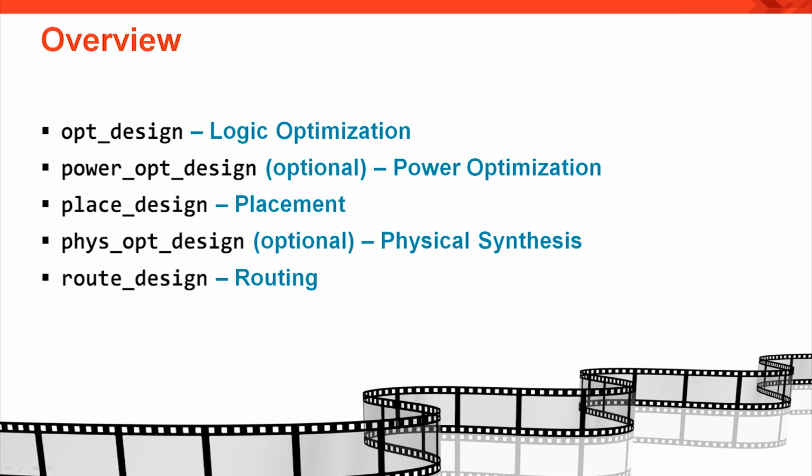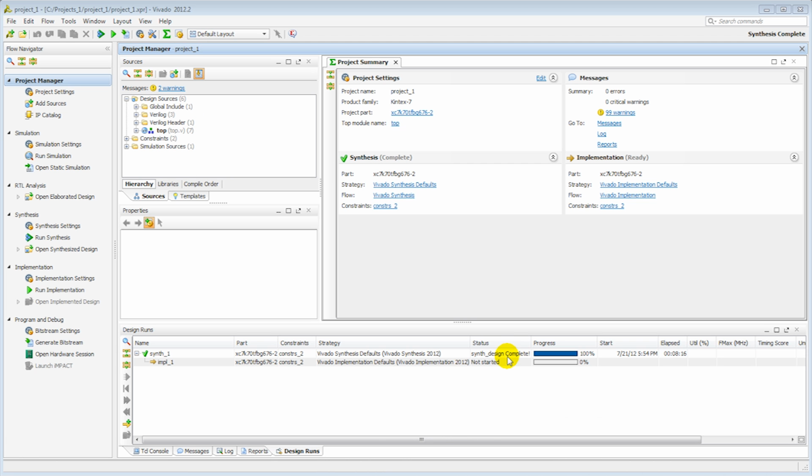Implementation consists of multiple steps, each step corresponding to a Tcl command. These steps are logic optimization, power optimization, placement, physical synthesis, and finally routing. We will cover these steps in a bit more detail later. If you have a Vivado RTL project, you can run implementation after synthesis.